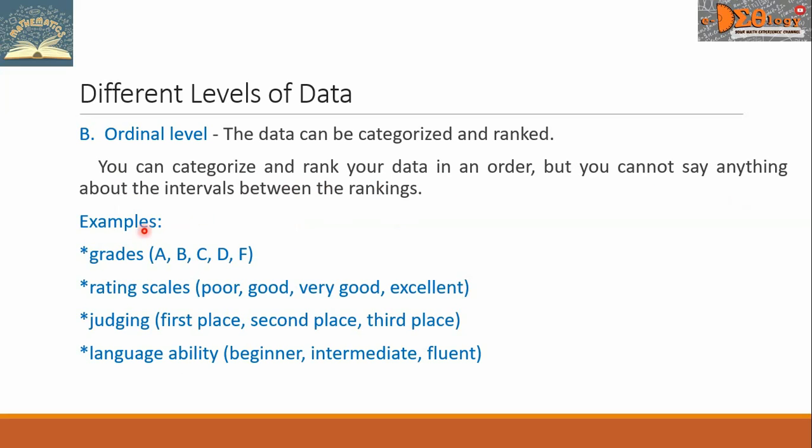Here are examples. 1. Grades, when we use the letters A, B, C, D, F. Another example, rating scales, when we write poor, good, very good, excellent. Another example, judging. Data are first place, second place, third place. Another example, language ability. Data are beginner, intermediate, fluent.